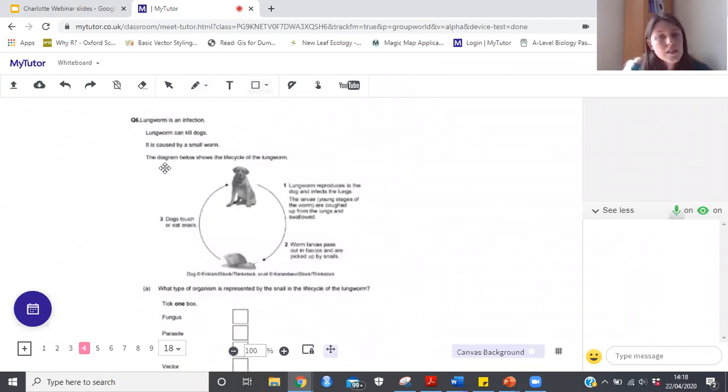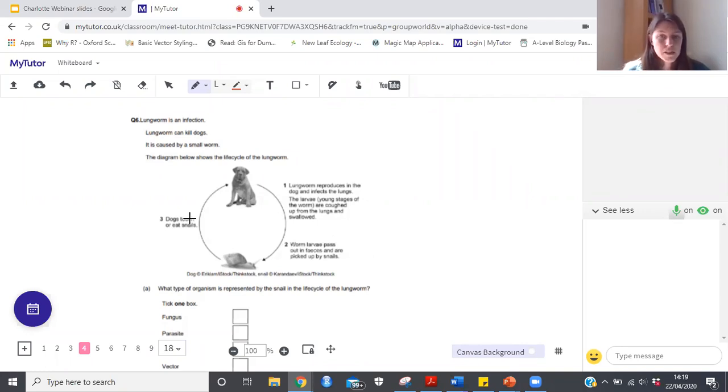Okay, so question 6 here, on paper. Lungworm is an infection. Lungworm can kill dogs. It's caused by a small worm. So we make sure that we read all of this description before we carry on at all. The diagram below shows the life cycle of the lungworm. So when we've got a diagram, make sure that you read each part of it thoroughly and make sure that you fully understand it before you go on to the question.